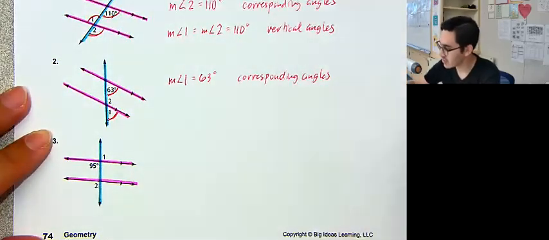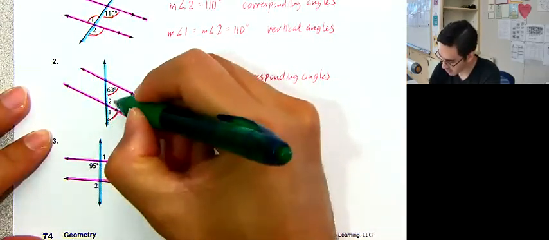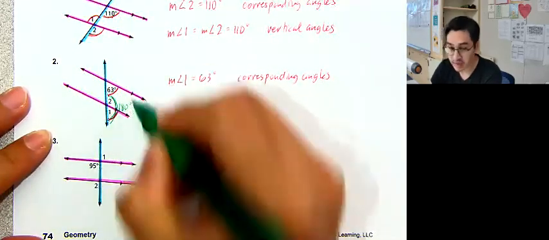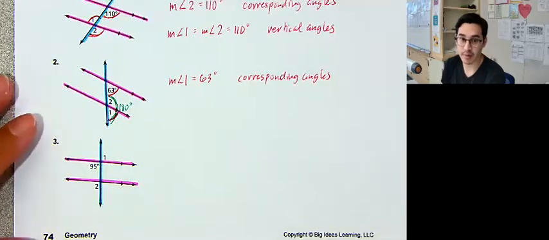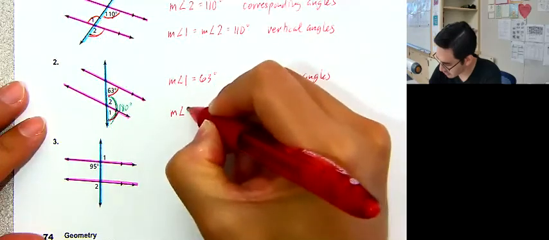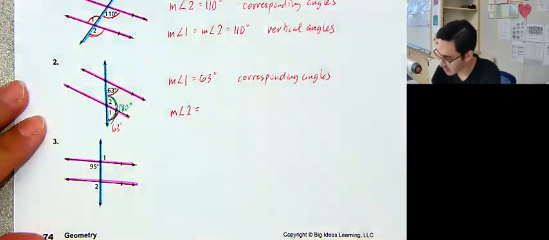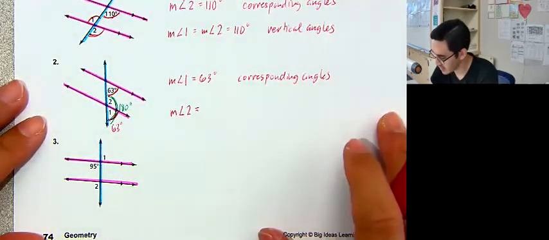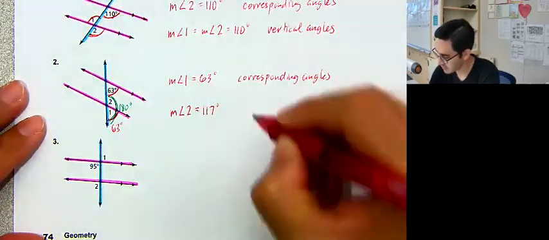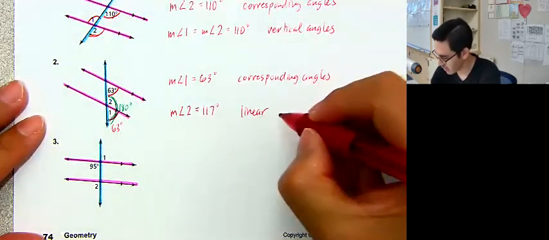Okay. And then angle 2 is next to angle 1. Right, they're at the same intersection and they're next to each other. And so what we know is that those two angles are going to sum to 180 degrees, right? That's our linear pair relationship. So the measure of angle 2, let's go ahead and write 63 degrees there. 180 minus 63, I believe, is 117 degrees. And so we figured that out because we knew angles 1 and 2 were a linear pair.